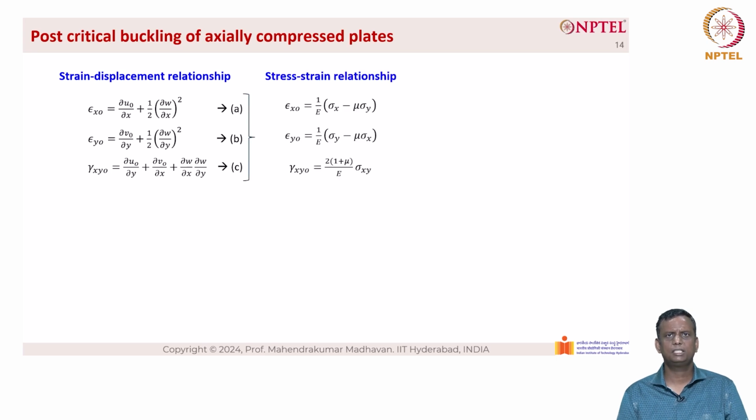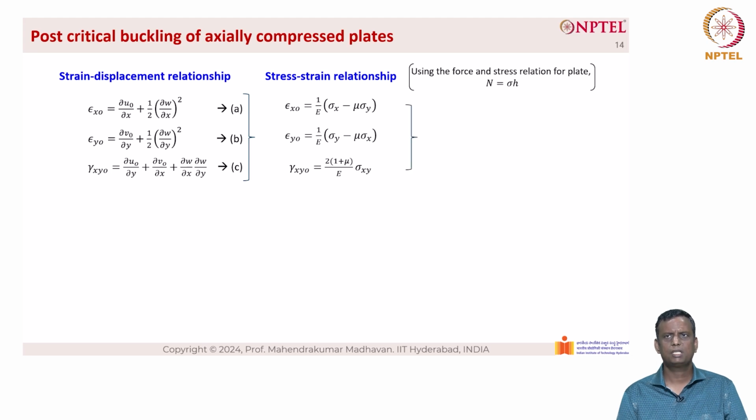Now the stress strain relationship is given as epsilon x naught equal to 1 by E into sigma x minus mu into sigma y, and epsilon y naught equal to 1 by E into sigma y minus mu into sigma x, and gamma xy naught is equal to 2 into 1 plus mu by E into sigma xy. Now using the force and stress strain relation for the plate, the load is given as sigma into h, where n is the load per unit width of the plate, and it is actually a multiplication between the stress and the thickness of the plate h.